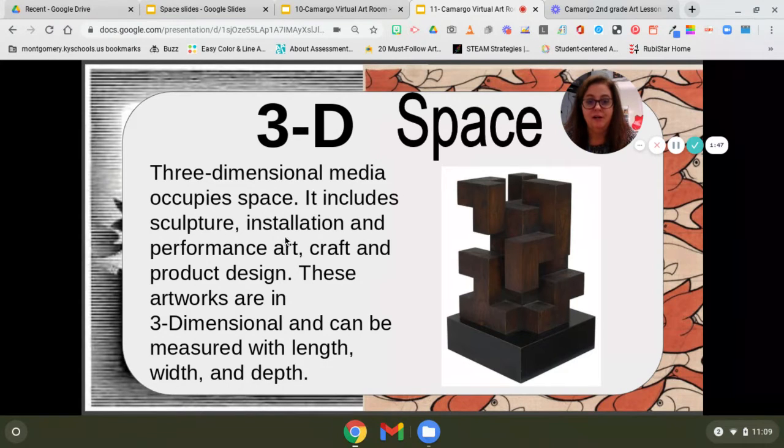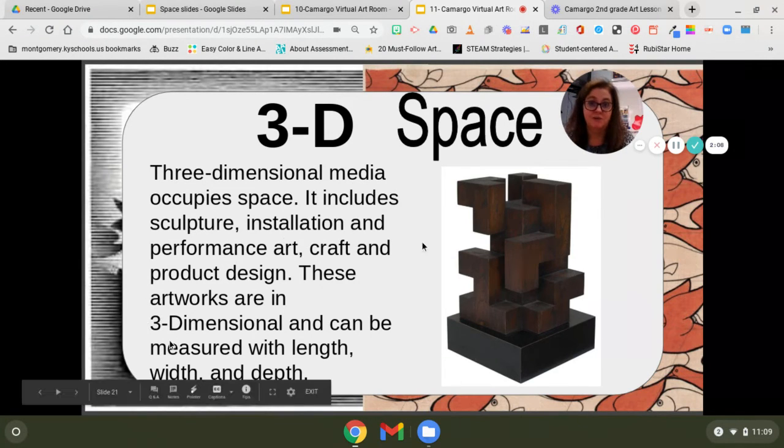Three-dimensional media, which is the materials, occupies space. It includes sculpture, installation, that means where people install something into an area, they put stuff into an area. That's called an installation. And performance art, which is where people perform something and they have artwork going along with it. And then craft and product design. So things that are considered crafts and not art, and things that are being created as products, things that we buy. These artworks are in 3 dimensions and can be measured with length, width, and depth.